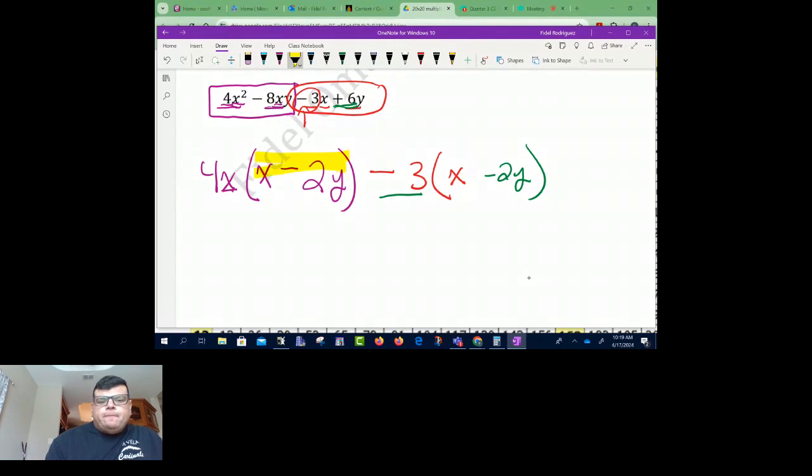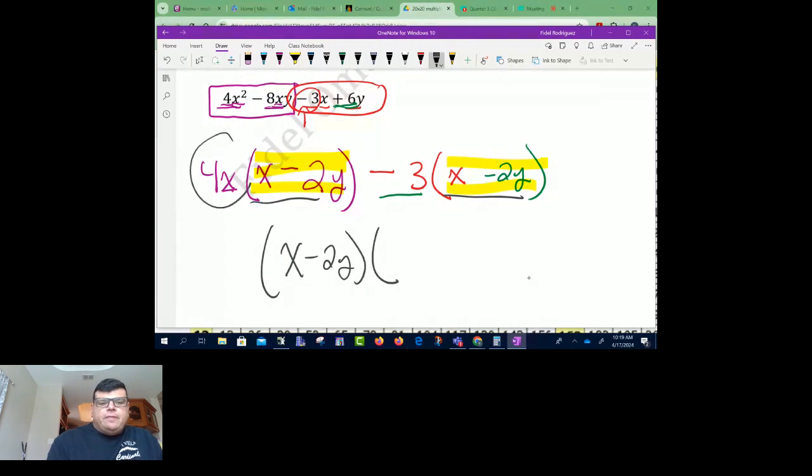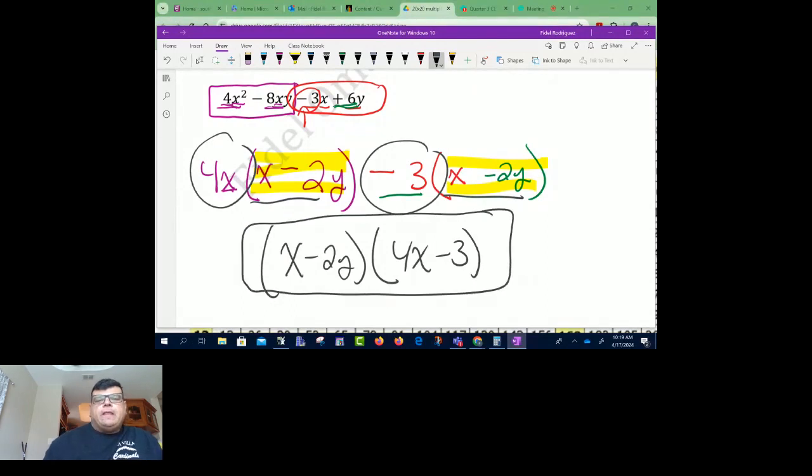Now, notice here, y'all, and here. Those pieces do match up. So that's my common factor. Let's take it out. X minus 2y. And then here, y'all, I still have a 4x and a minus 3. Okay.